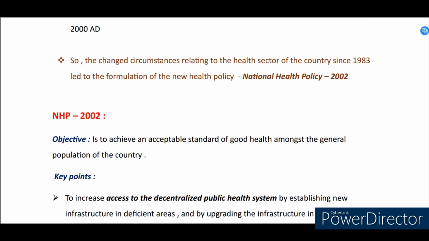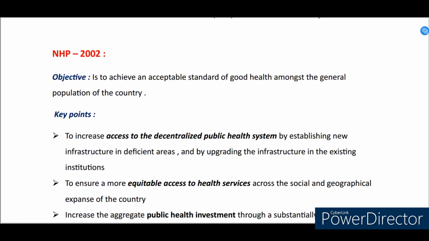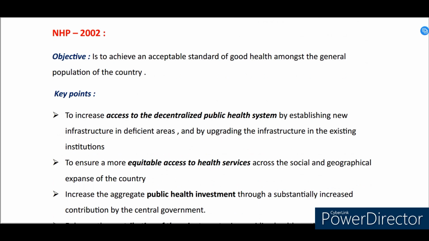So, the changed circumstances relating to the health sector of the country since the implementation of the 1983 policy led to the formulation of the new health policy, that is National Health Policy 2002. The main objective of NHP 2002 is to achieve an acceptable standard of good health among the general population of the country. These are some of the key points of NHP 2002: to increase access to the decentralized public health system by establishing new infrastructure and also by upgrading the existing infrastructure.